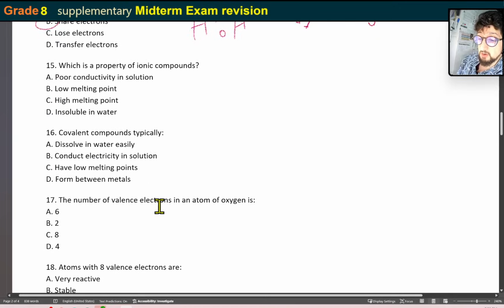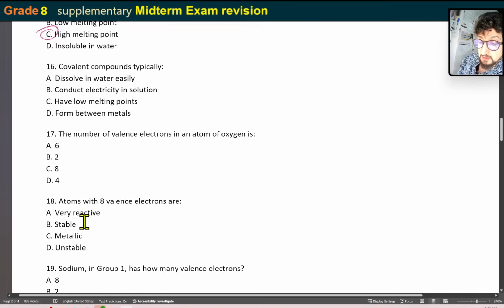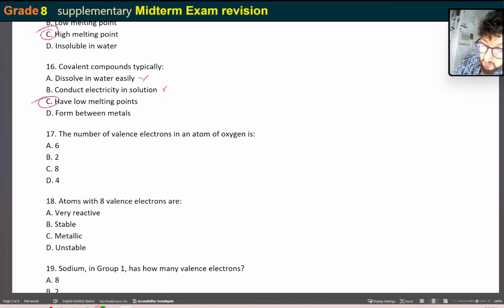Which is a property of ionic compounds? Ionic compounds have good conductivity in solutions. They have high melting points, so not that one, that one, that one. Yep. Covalent compounds typically dissolve in water easily? No, they don't. Conduct electricity in a solution? No, they don't. Have low melting points? Yes, they do. And form between metals? Absolutely not. So covalent compounds typically have low melting points. For example, plastics are covalent compounds and they melt quite easily.